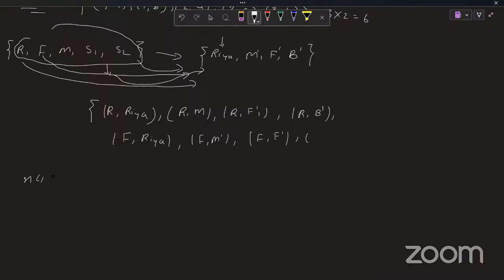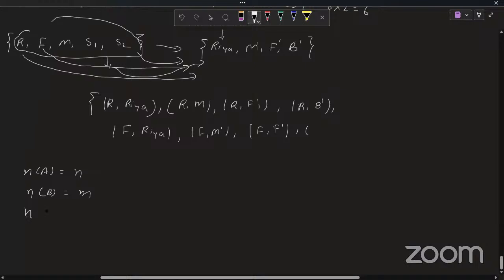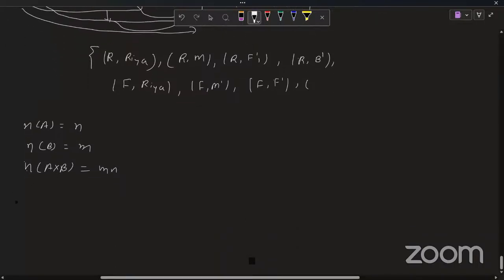Similarly, if the cardinality of set A is n and the cardinality of set B is m, then what will be the cardinality of A cross B? m into n, mn. Easily, you can see.